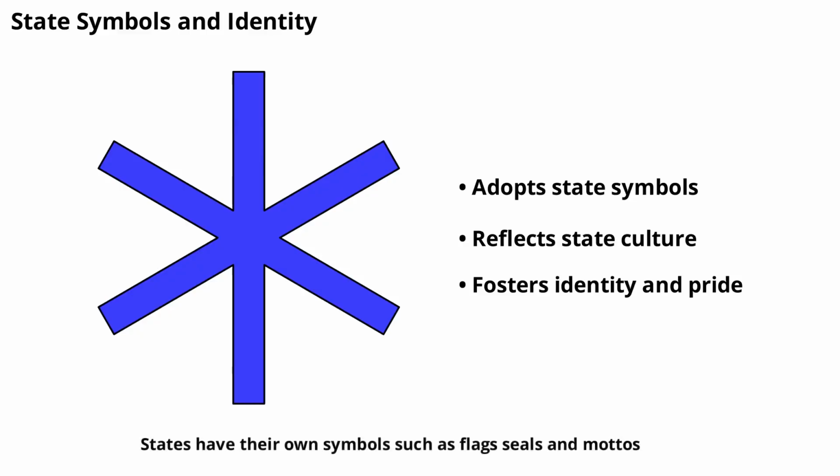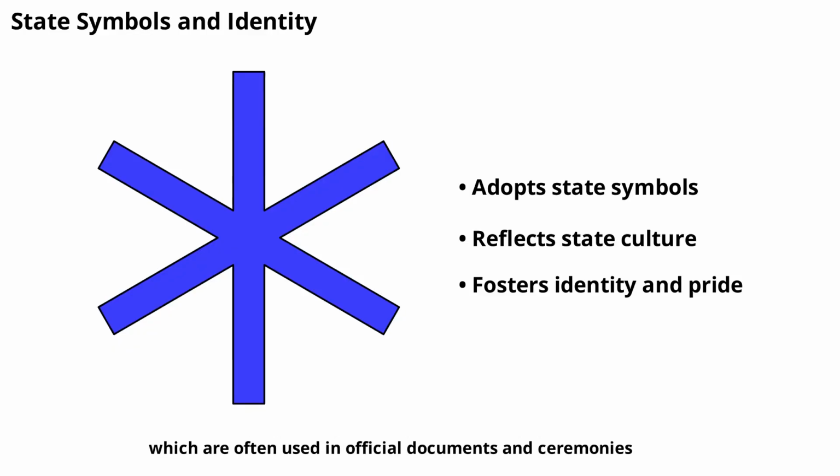States have their own symbols, such as flags, seals, and mottos, which reflect their unique history and culture. These symbols help foster a sense of identity and pride among residents. State governments are responsible for adopting and preserving these symbols, which are often used in official documents and ceremonies.